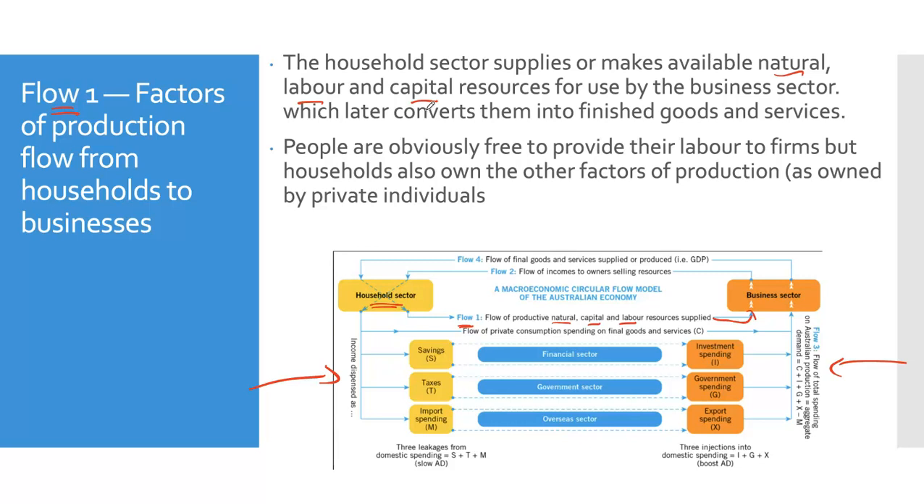Now, people are obviously free to provide their labour. This probably makes sense. But we also want to understand that the other factors of production, the land and capital, is also provided by households because they're owned by private individuals. So the first flow, resources from households to businesses.